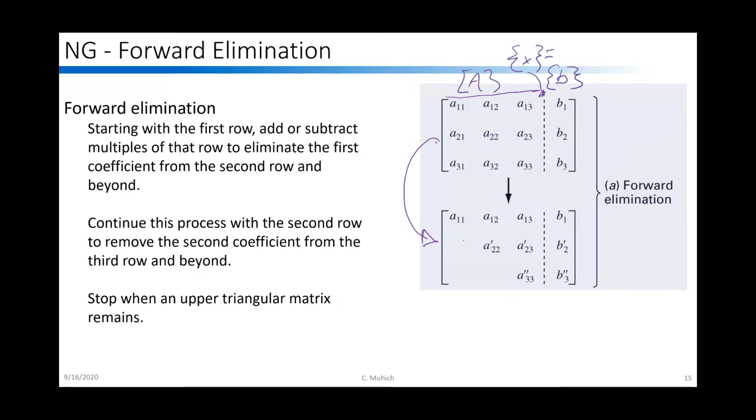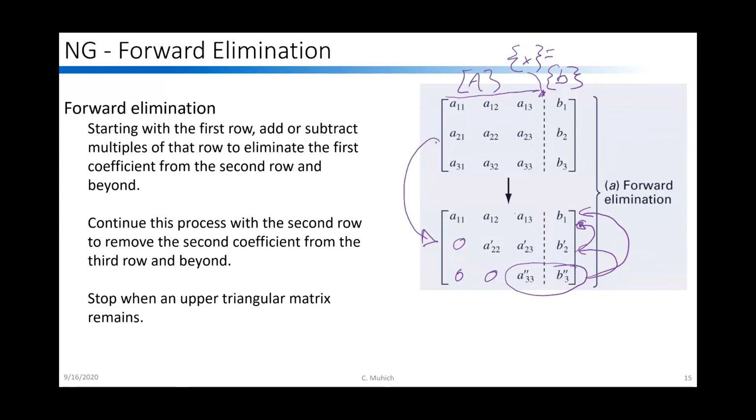Remembering that there's zeros here, once we have it in this upper triangular form, I'm able to solve for, say, x3. Then I'll be able to use that x3 value to solve for that second row. Then I'll be able to use x3 and x2 to solve for x1.